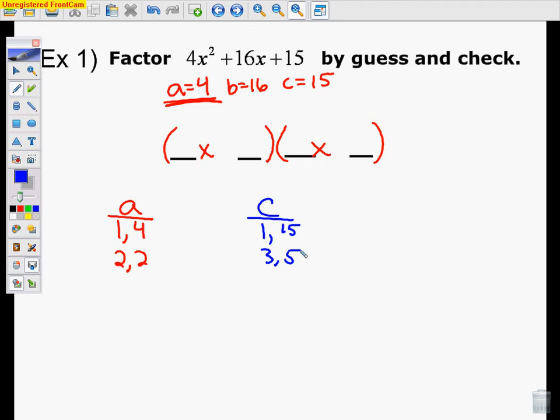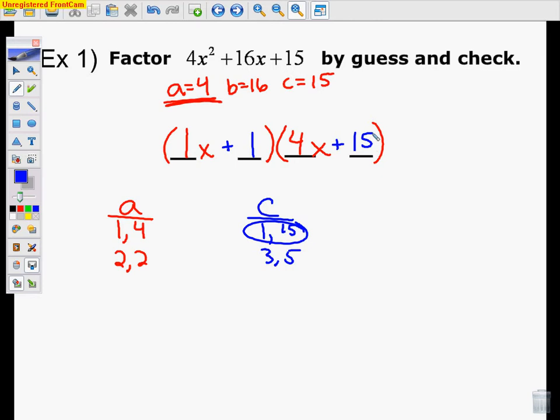Now the way this process is going to work from here, remember, this is guess and check. You're going to choose one of the pairs, like the 1 and 4. We'll put those into the first positions, because remember, the first positions multiply together to give you 4x squared. And then you're going to take a pair from your c and put those into the last positions, because those multiply together to give you 15. So let's do the positive 1 here and the positive 15 there.